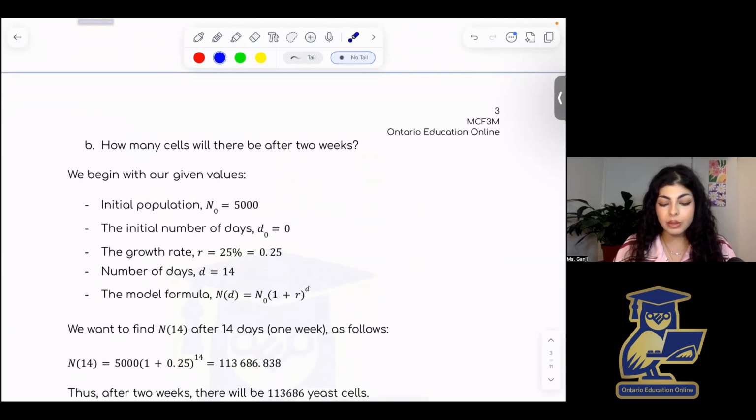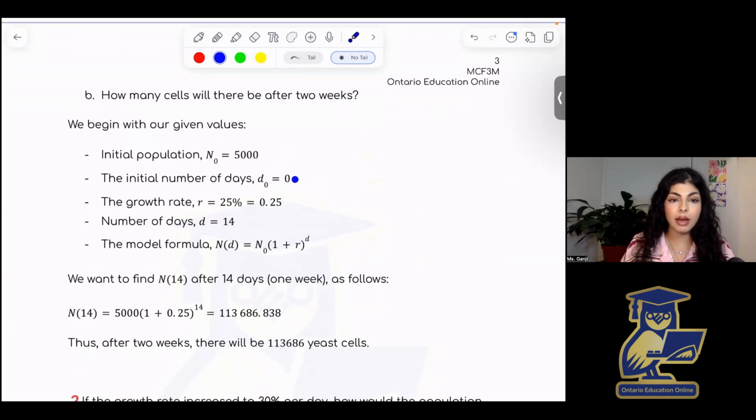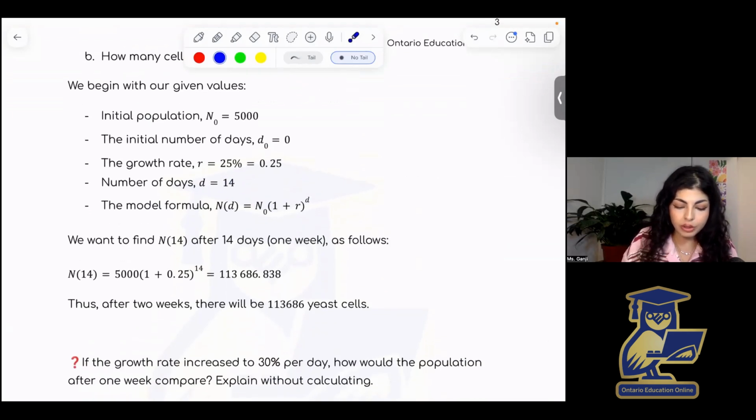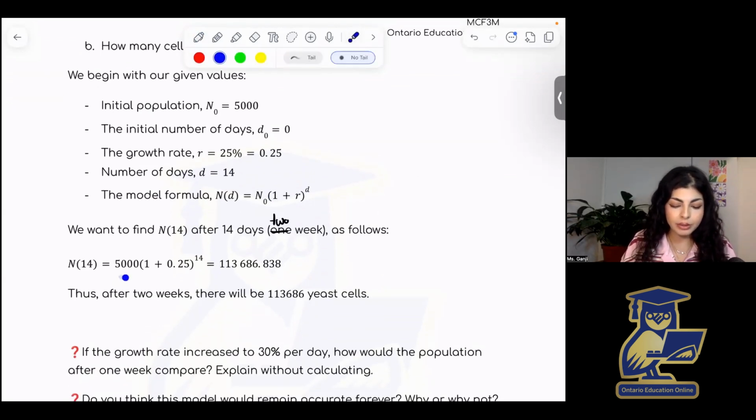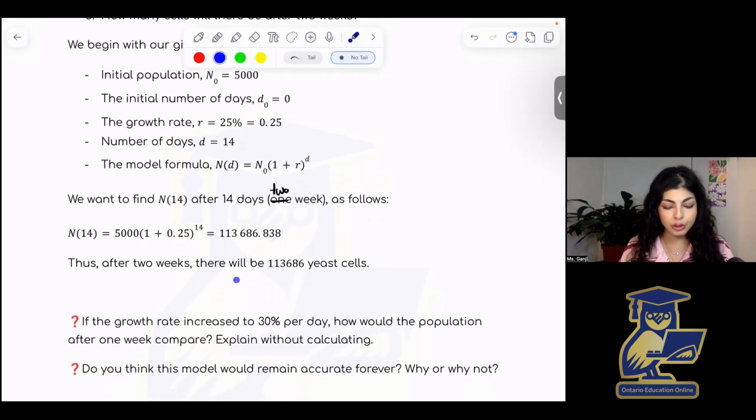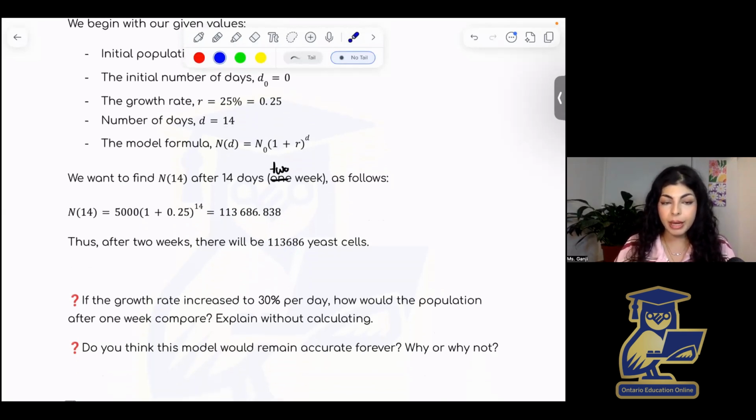The next part, we're asked how many cells will there be after 2 weeks. And so very similar to above, this part is just pretty much the same, except for D is now 14 because it's 2 weeks. So then N of 14, we still have 5,000 times 1 plus 0.25, the rate of change, but now to the power of 14. And so you get this value. And if we round down, after 2 weeks, there will be 113,686 yeast cells.